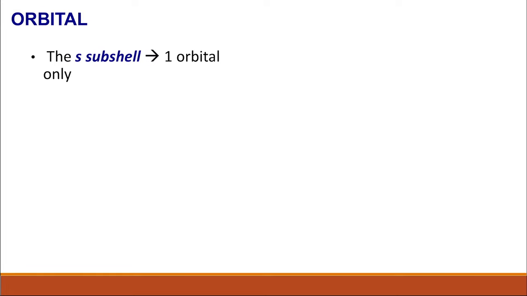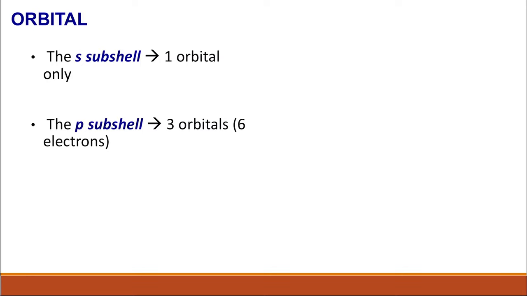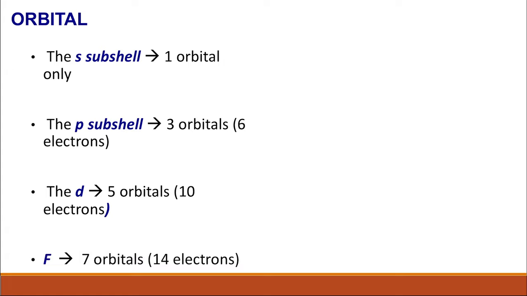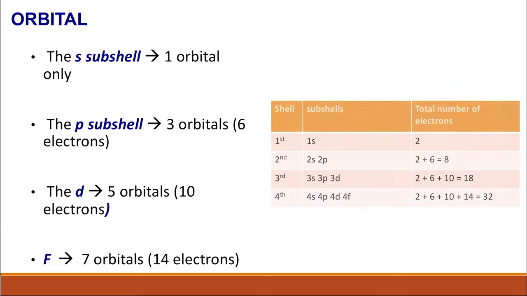The s subshell has only one orbital, which means it can accommodate a maximum of 2 electrons, because each orbital has a maximum of 2 electrons. The p subshell has 3 orbitals, so there is a maximum of 6 electrons in the p subshell. The d subshell has 5 orbitals, so a maximum of 10 electrons. And the f has 7 orbitals, which means there are a maximum of 14 electrons.